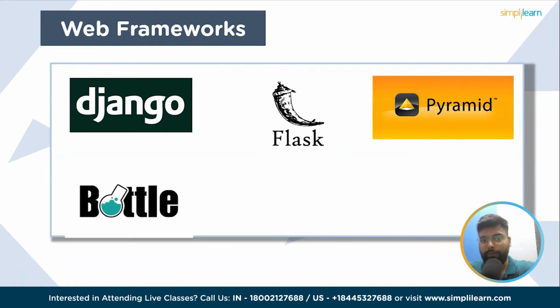Next we have the Bottle framework. It is a simple and lightweight web framework that is ideal for building small applications and APIs. It has a minimalistic core and supports many extensions. Next in our list is CherryPy. So CherryPy is a minimalistic web framework that is easy to learn and use. It provides a built-in web server and supports many extensions.